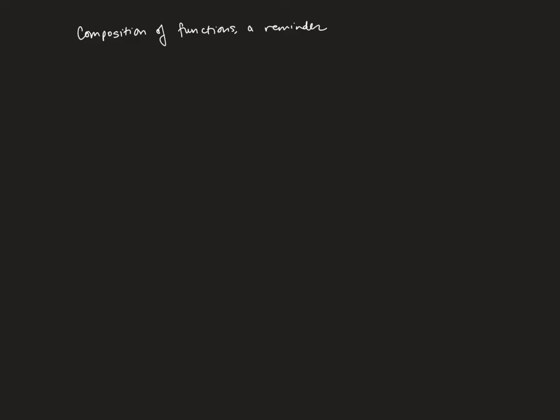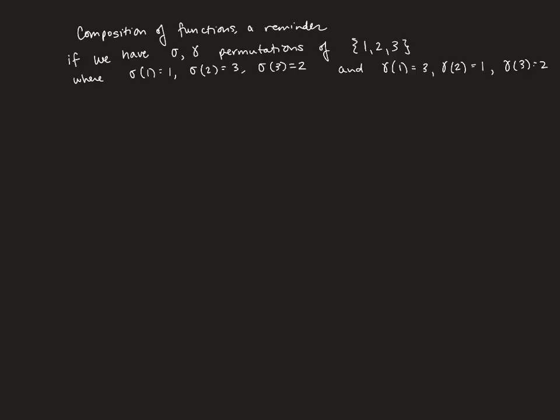Okay, here's your reminder about how composition of functions works. Let's say that we've got 2 permutations of the set of numbers 1, 2, and 3. So sigma and gamma are both permutations, and I've defined them for you here. I want to just pick on a few specific ones.